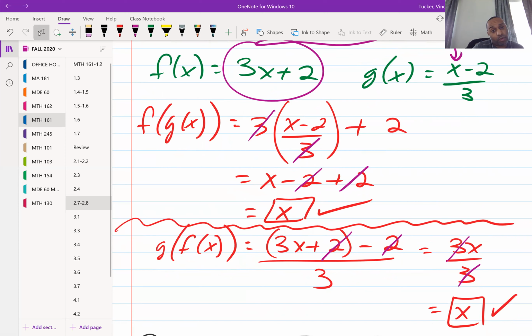Remember, like I said before, that has to happen both ways. So g into f and then f into g both have to simplify to x. Once again, you will get problems wherein this one will work and this one will not, or vice versa. They want to see if you're going to actually test both ways.